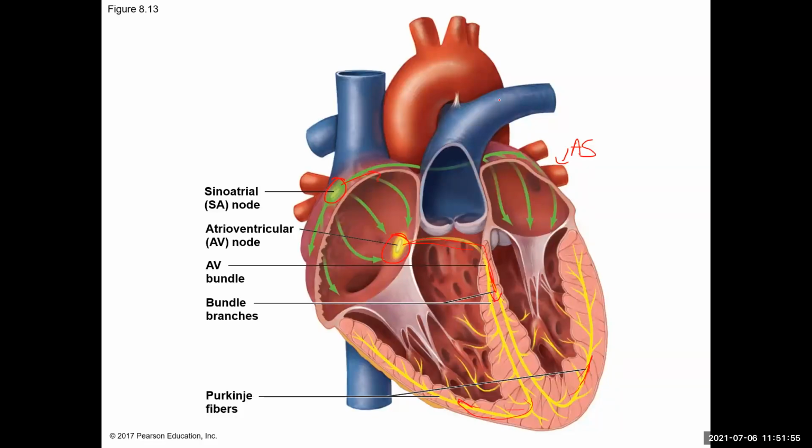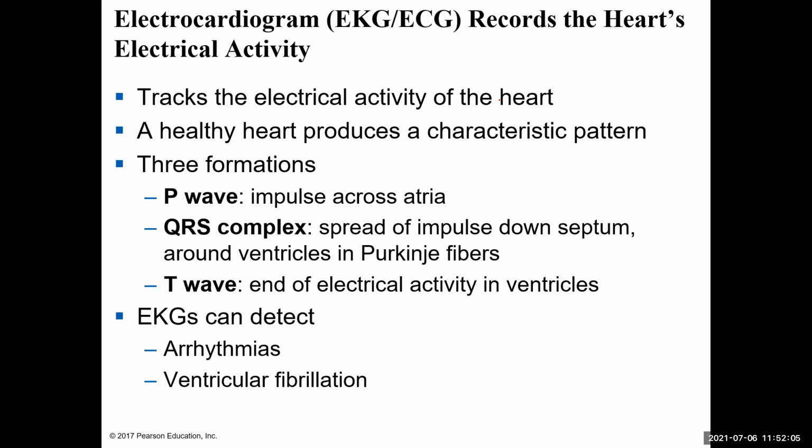Okay, so now that we know that there are these electrical impulses that are regulating the contraction and relaxation of the heart, we can actually measure that electrical activity. And we do so through what's called an electrocardiogram or an EKG or ECG. And this is basically where you're attached to a machine and that machine is recording the electrical impulses of the heart. And your heart should have this characteristic electrical activity.